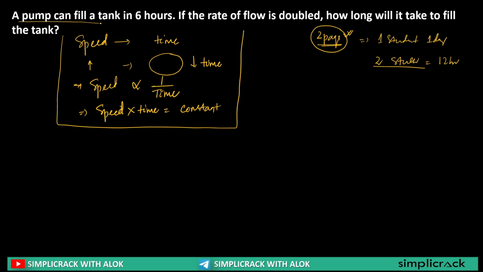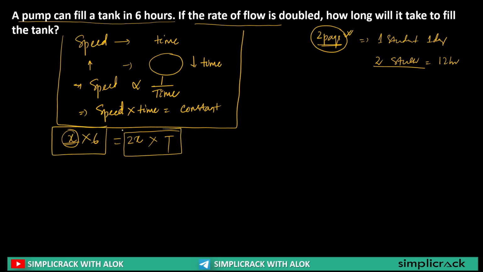For example, a pump can fill a tank in 6 hours. So if the speed of the pump is x and it is taking 6 hours, and if the speed is increased twice, doubled, how much time will it take? The constant will be the same in both cases, because speed and time is equal to a constant.